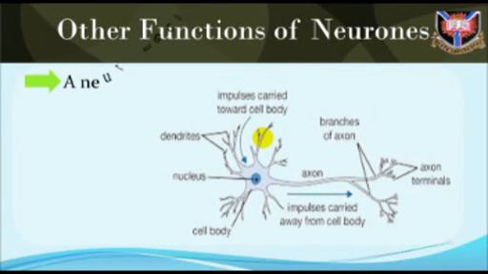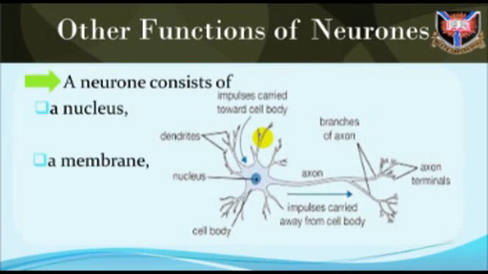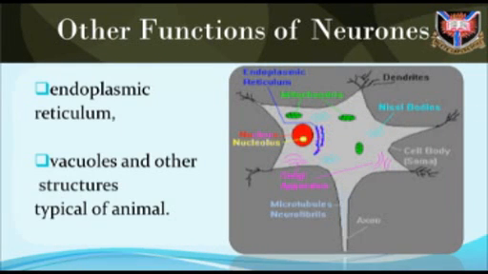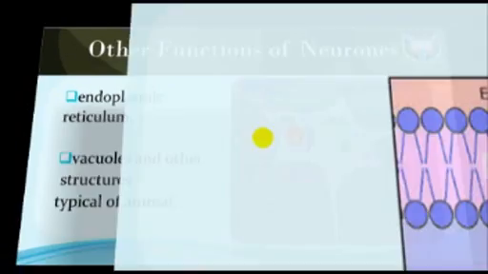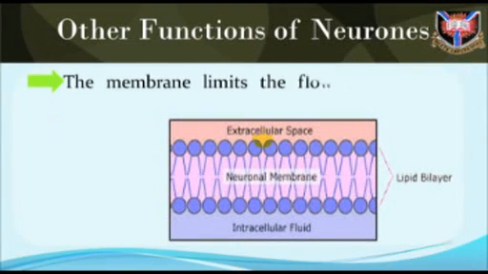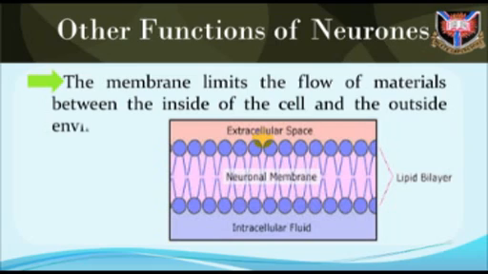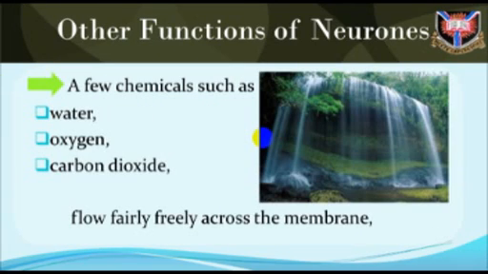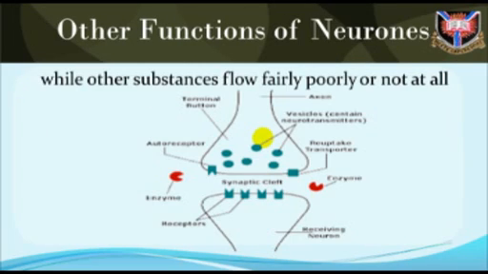A neuron consists of a nucleus, a membrane, mitochondria, ribosomes, endoplasmic reticulum, vacuoles, and other structures typical of animal cells, as shown in Figure 1.1. The membrane limits the flow of materials between the inside of the cell and the outside environment. A few chemicals, such as water, oxygen, and carbon dioxide, flow fairly freely across the membrane, while other substances flow fairly poorly or not at all.